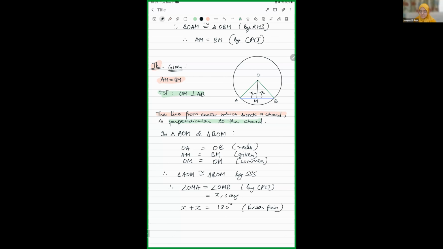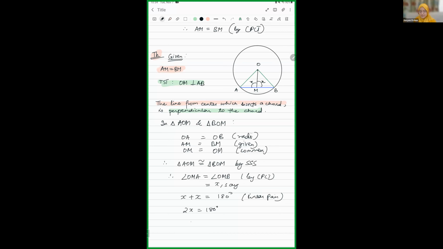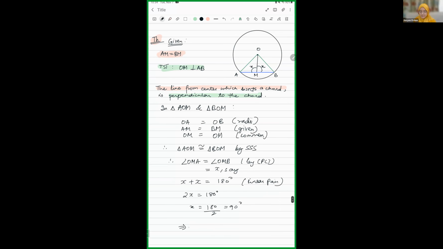So if there are two angles like this, X and Y, on the same line, we say that X plus Y is 180 because they are a linear pair. So here both of them are X. So X plus X is 180. That means 2X is 180. That means X is 180 by 2, which is 90 degrees. So that means angle OMA is equal to 90 degrees. That means OM is perpendicular to AB, hence proved.